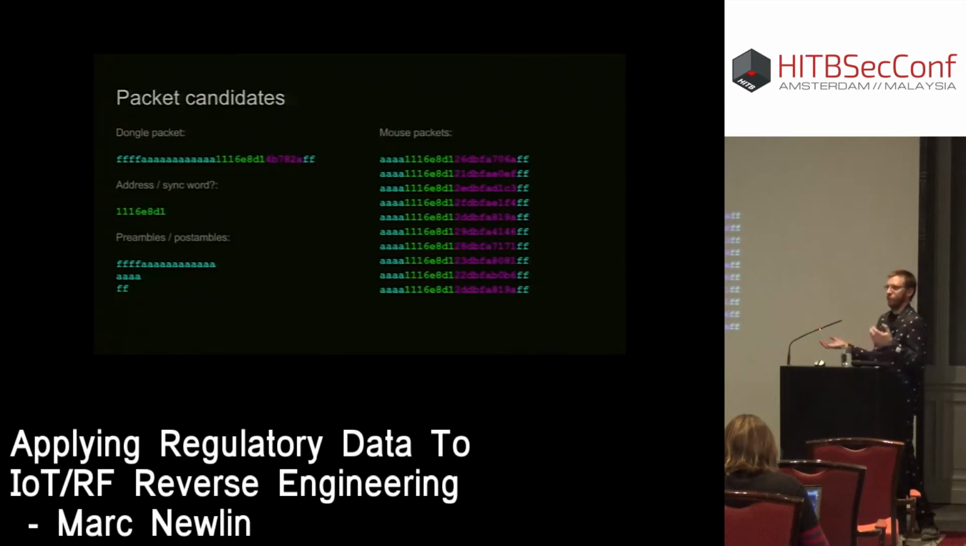So now we have these candidates for what we think are the packets. We have the dongle sync packet up there. That's the only thing we've seen transmitted by the dongle that we're aware of. We then have this list of mouse packets. And we have those 4 bytes, which are the same between the dongle and the mouse packet. Because we have that same in both cases, the assumption is that that is going to be either a sync word shared by the devices and/or the address. And then we have these preambles and postambles. Both the dongle and mouse packets end with FF. And then we have the 4A preamble for the mouse packets, and then that 4 Fs followed by 12 As preamble for the dongle.